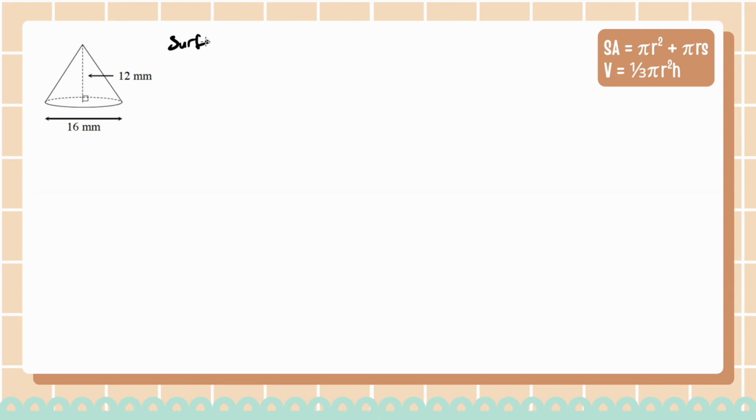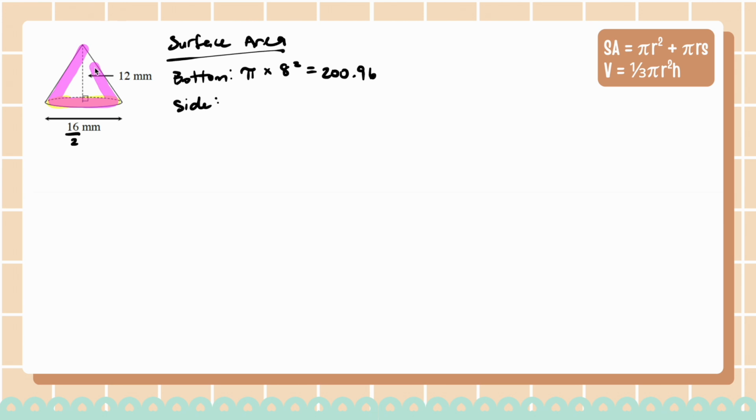So again, starting off with surface area, labeling my two sides that I need. I have the bottom and then the side all the way around. Starting off with the bottom, I noticed that this is a circle, so we're going to need to do pi r squared. Now in this case, we are given the diameter, not the radius. So in order to find the radius, I need to get half of the diameter. So half of 16 is going to get me 8. So pi times 8 squared, that's going to get me 200.96.